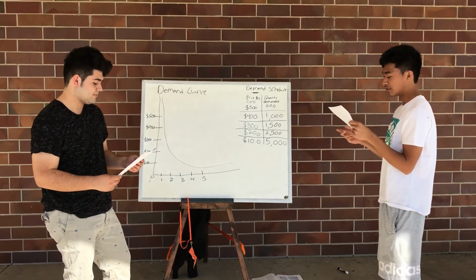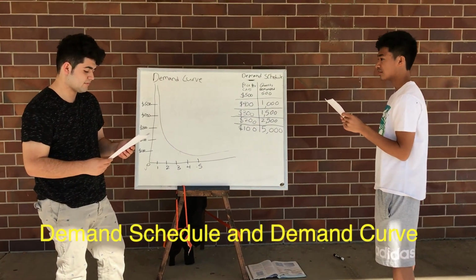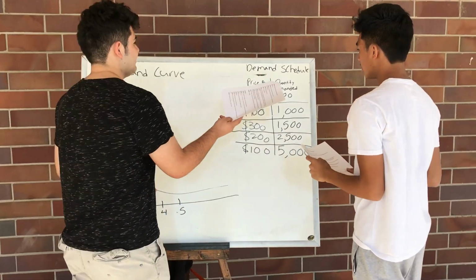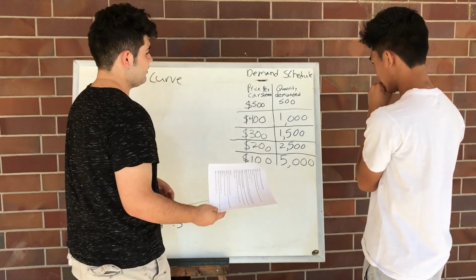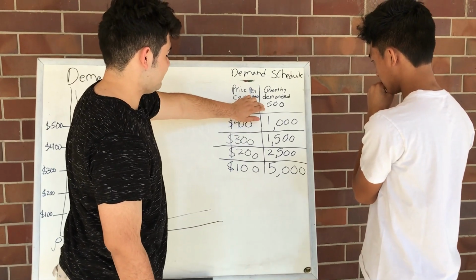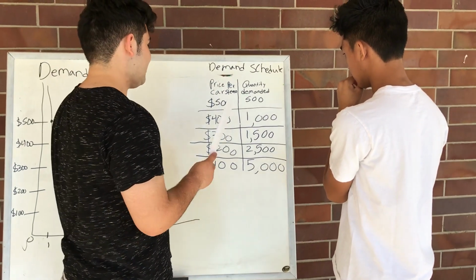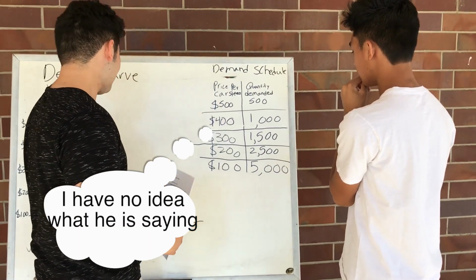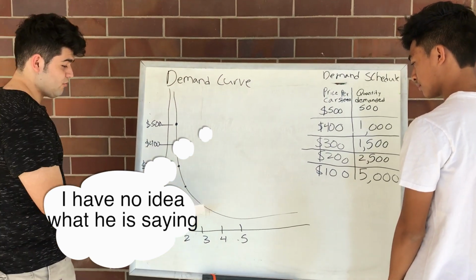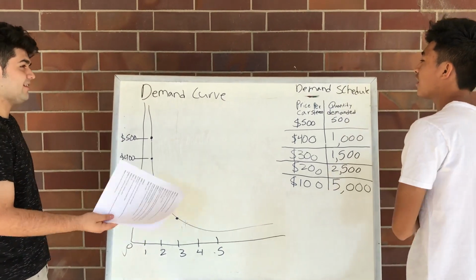Hey Jordan, I was wondering if you could explain to me about a demand schedule and a demand curve. Of course I can. So if we look at the demand schedule that I made for a car stereo, at the price point of 500, for example, 500 people could afford it. But at the price of 10, 5,000 people can afford it, because the lower the price is, the higher the demand is for that. Okay. And for the demand curve, when the price is low, more people can afford it. And when it gets higher and higher, fewer people can afford it.